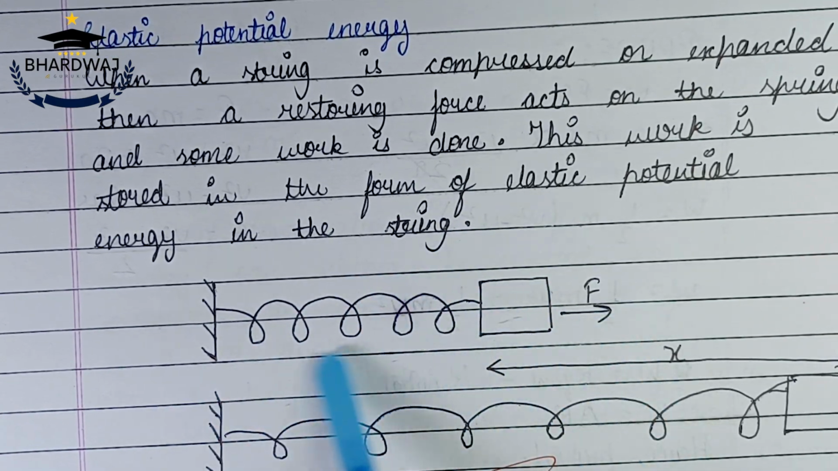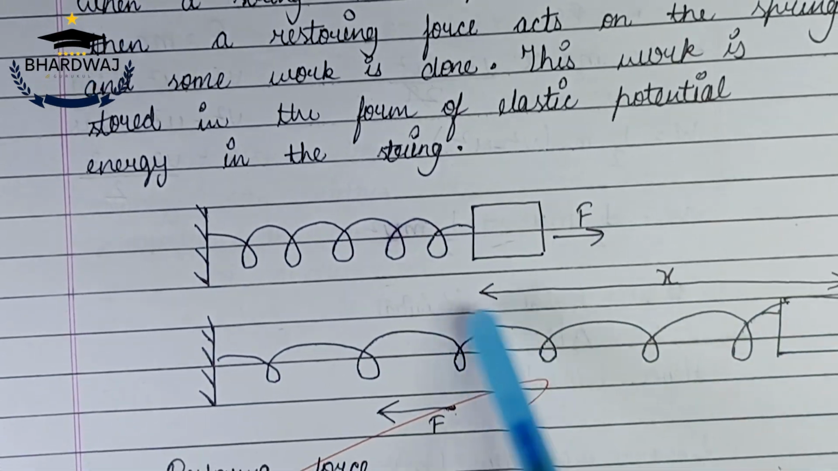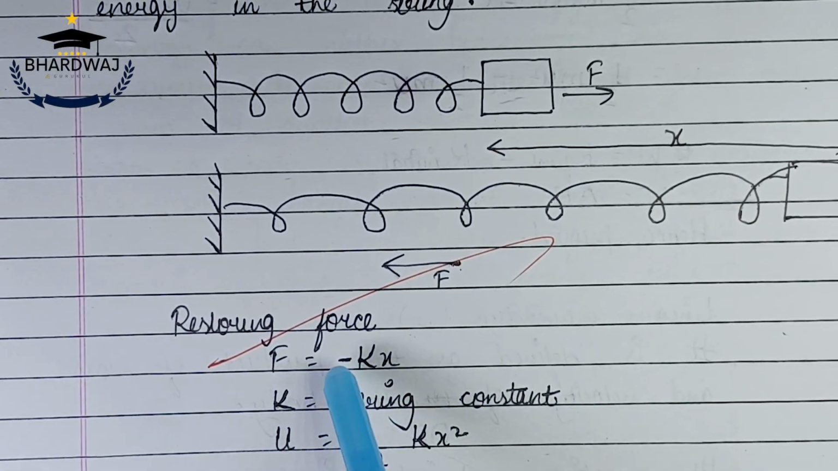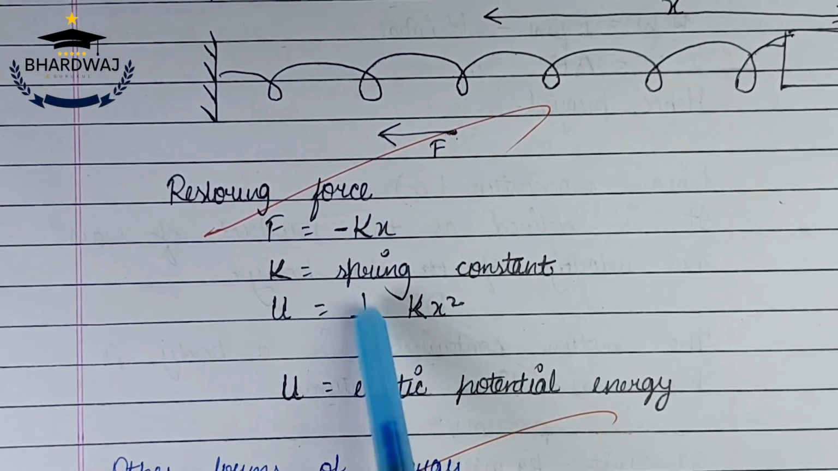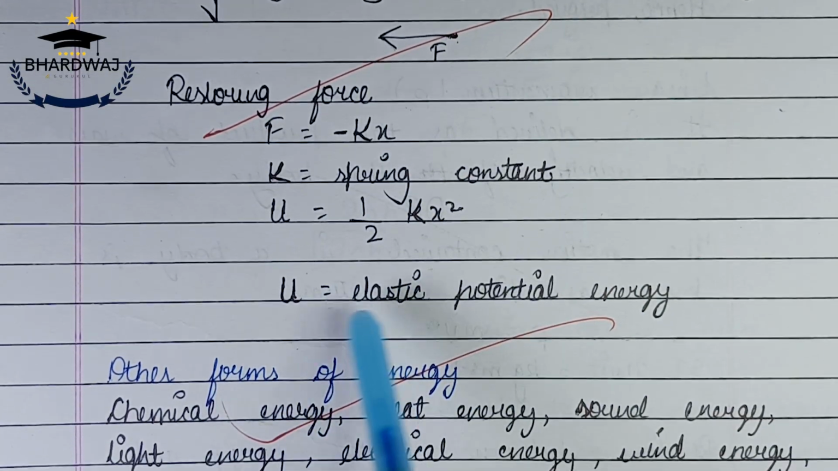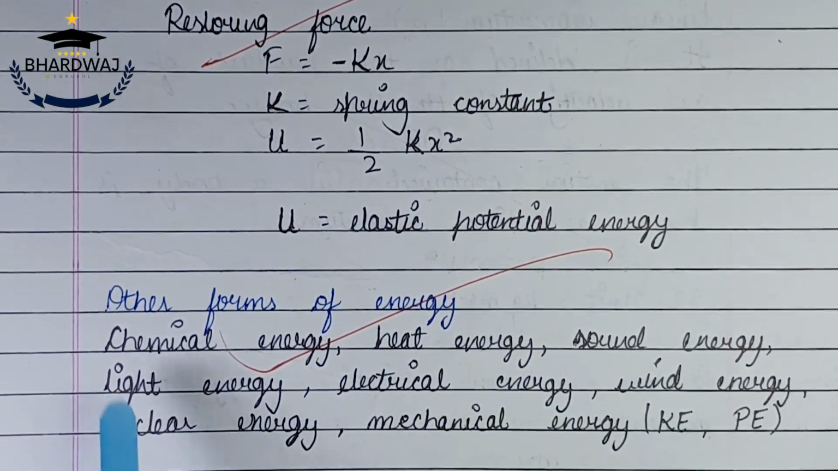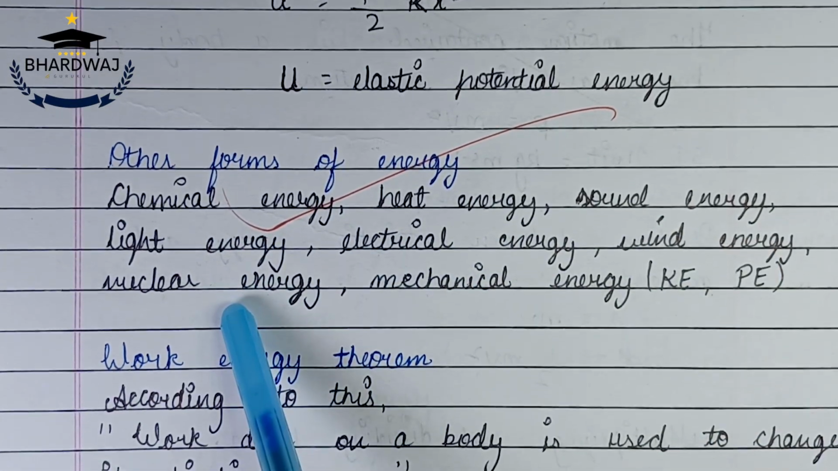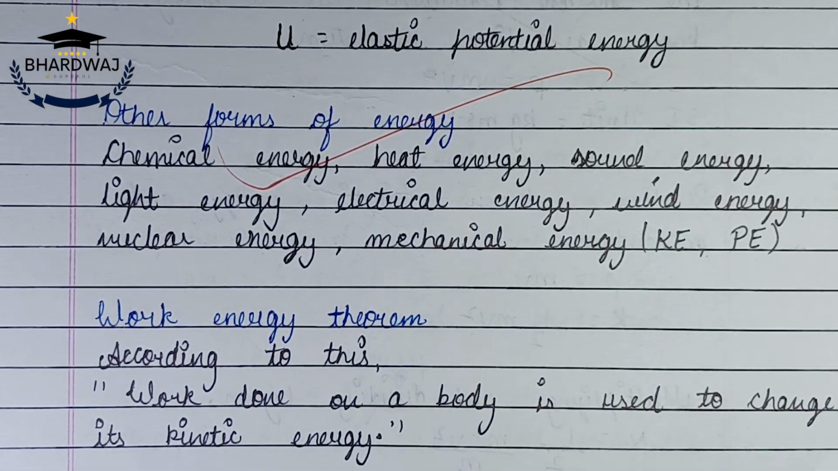You can see when force is applied, the distance x elongates. So the restoring force F is equal to minus kx, where k is the spring constant and U is the elastic potential energy. Other forms of energy: chemical energy, heat energy, sound energy, light energy, electrical energy, and many more.